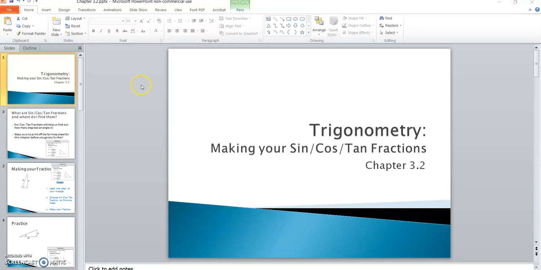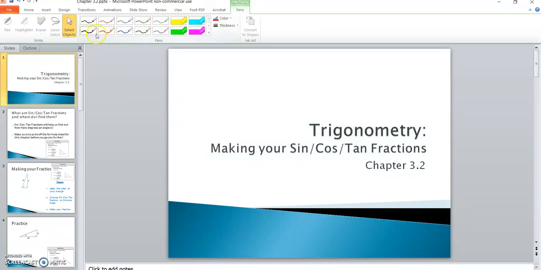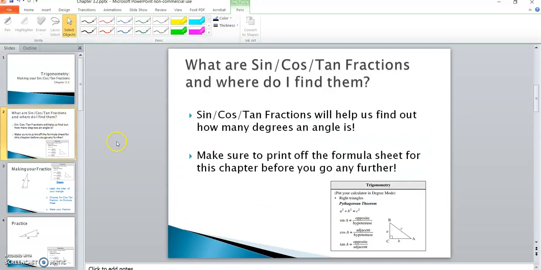Alright, we're on to chapter 3.2, and we are looking at the next step to working towards finding out angles in a triangle. So in this section, we're going to be making your sine, cos, and tan fractions. So what are sine, cos, tan fractions, and where do I find them? The easiest explanation is that these fractions will help us find out how many degrees an angle is.